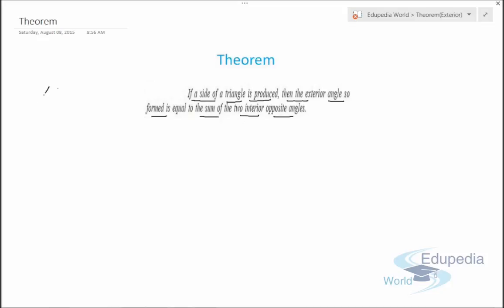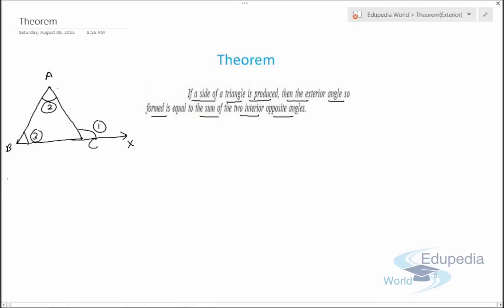Suppose this is a triangle, you can say triangle ABC, and if we extend this line BC to, say, X, then this angle, angle 1, will be equal to the sum of angle 2 plus angle 3. The theorem says that angle 1 will be equal to the sum of angle 2 plus angle 3. Means, the exterior angle will be equal to the sum of the interior opposite angles. The interior angles shouldn't be this one; there should be opposite interior angles. So this is the theorem.